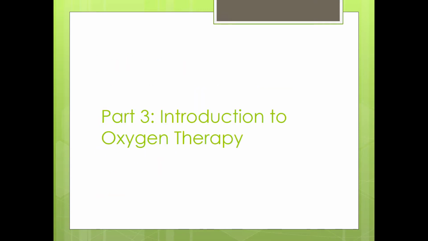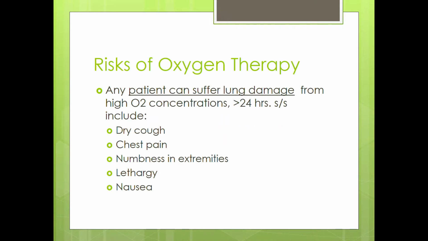So in the last part of this lecture, I'm going to introduce you to some oxygen therapy and oxygen equipment. So the first thing that we always tell you as instructors is that any patient can suffer lung damage from high oxygen concentrations, especially if it's greater than 24 hours. And these signs and symptoms can include dry cough, chest pain, numbness in extremities, lethargy, and nausea. So I want you to remember that we don't want everybody to be on 100% oxygen. We want them to also be within their normal limits.